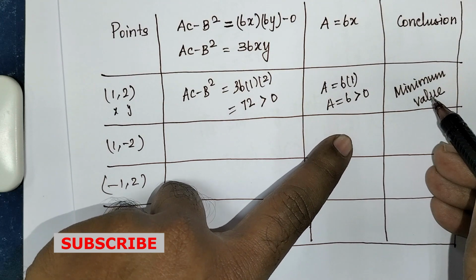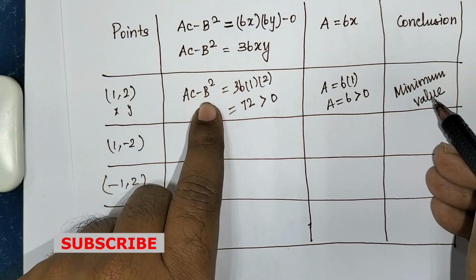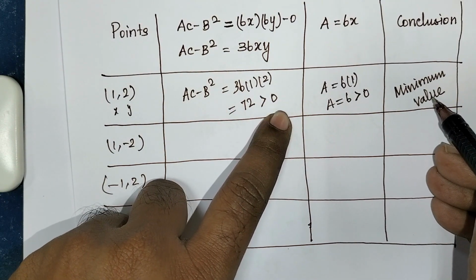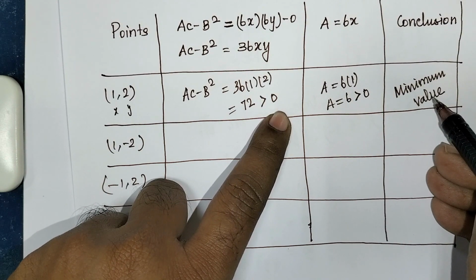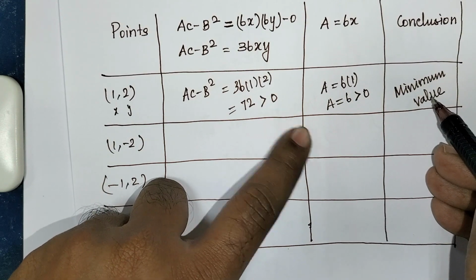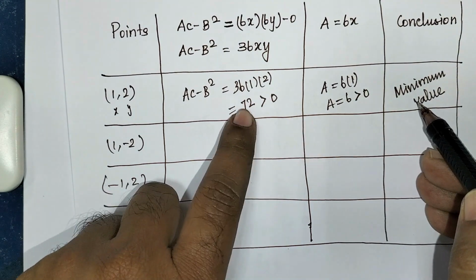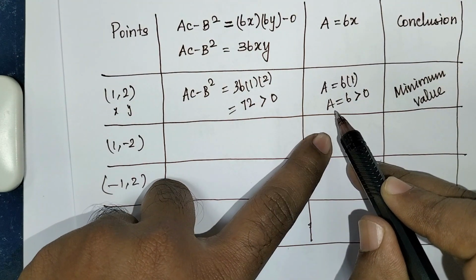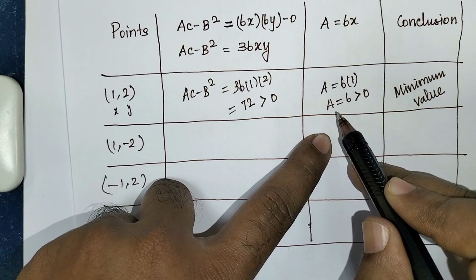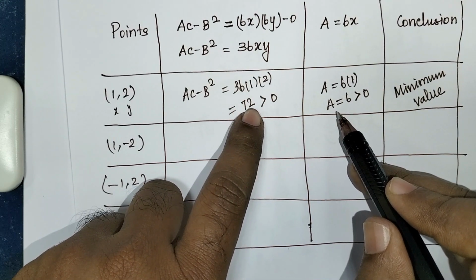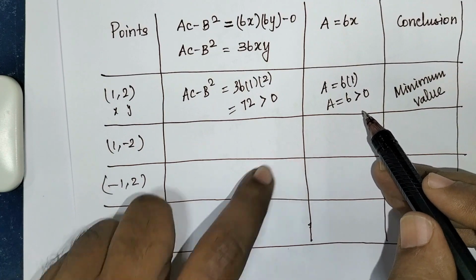A greater than 0 means we can conclude it gives the minimum value. When can we conclude this? Only in the case of AC minus B square greater than 0. Otherwise we cannot conclude whether it is a minimum or maximum. Then based on A we can identify minimum or maximum. If AC minus B square is less than 0, there is no need to find A. If it is greater than 0, only then can we identify the A value.